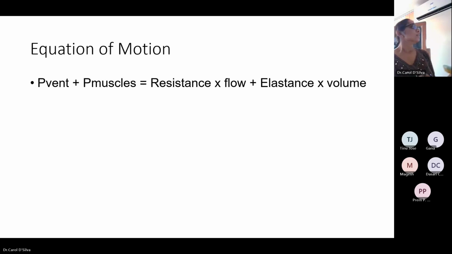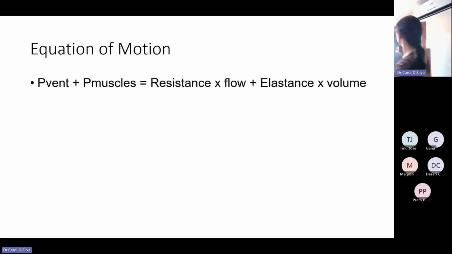If you see on the left hand side, you have pressure. P vent is if the patient is on the ventilator. P muscles is generated by the patient, that is by the diaphragm and the intercostal muscles. If my patient is spontaneously breathing, P vent automatically becomes 0, so it's only P muscles. If the patient is paralyzed and the ventilator is doing all the work, P muscles becomes 0 and it's only P vent. If the patient is on an assist control mode of breathing, where both are happening, then both are in play.